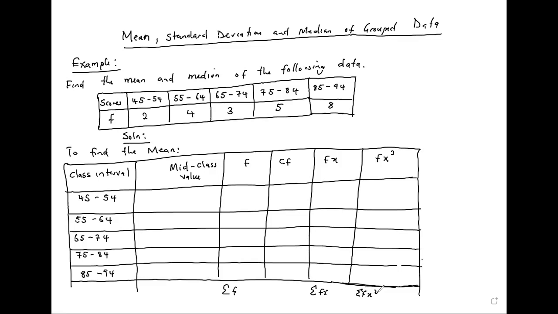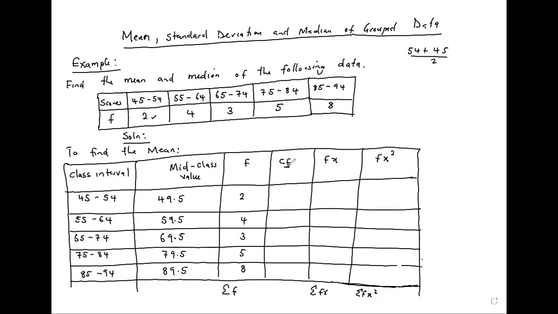So the midpoint, we could get now from 45 to 54. You add 54 plus 45 and then divide by 2. So you'll be doing that to every interval. So 54 plus 45 divided by 2, we get 49.5. And then 55 plus 64 divided by 2, you get 59.5. So we'll have 69.5, 79.5, and 89.5. These are the mid class values. And the frequency is given in the table. That's 2, 4, 3, 5, 8.